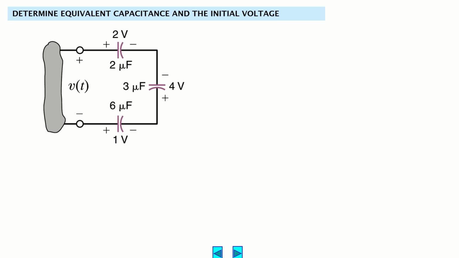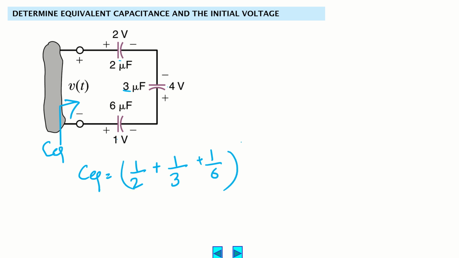So let's have a look at this circuit now. A circuit is given, and the question is to determine the equivalent capacitance and the initial voltage. Let's first calculate the equivalent capacitance from this end. If you look at this circuit, all these three capacitors are in series. So we can write the equivalent capacitance as 1 over 2 micro plus 1 over 3 micro plus 1 over 6 micro, and the inverse of that, right?